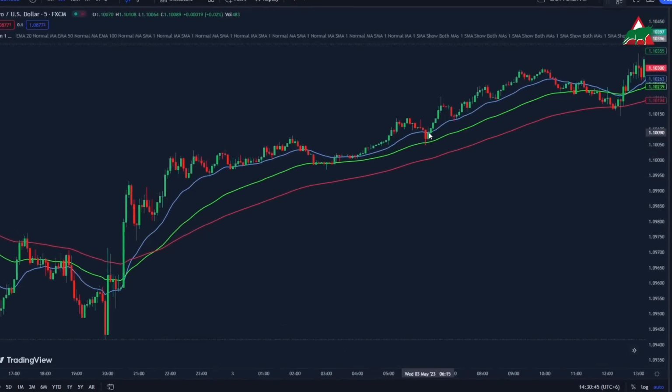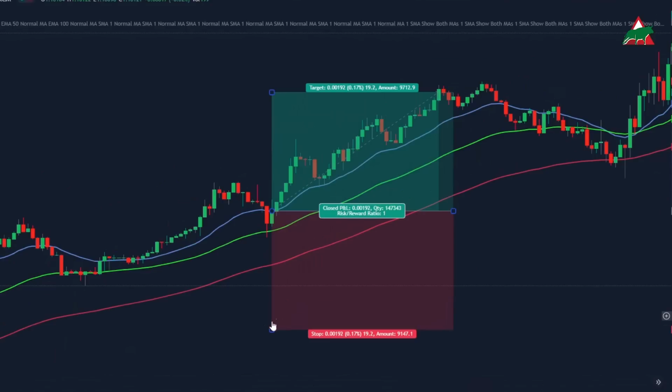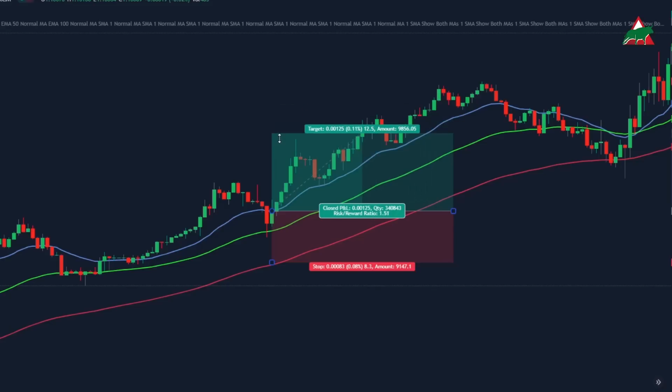Let's say you took a buy position here. You want to set your stop loss at the recent swing low or the 100 EMA. For your profit target, set it at 1.5 times your stop loss.